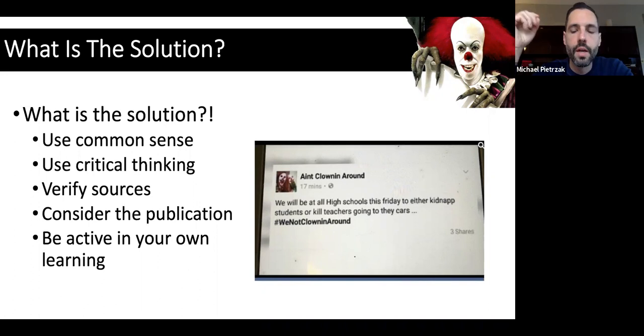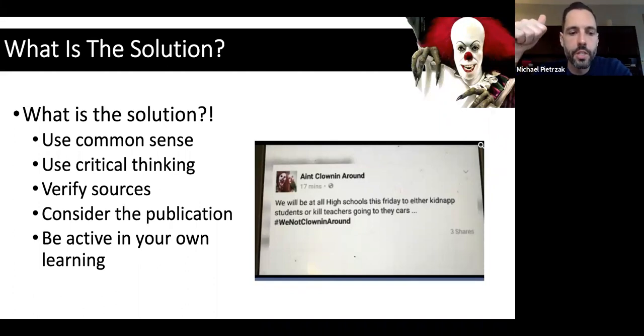So use critical thinking. Verify sources. Who is saying this? Is it someone credible, like a scientist with a PhD and 20 years of researching this topic, or is it some joker who is maybe pulling a prank on you, like all of 4chan? So verify your sources. Who is it coming from? Consider the publication. Is it Fox News? If so, it's probably got a right-leaning bias. Is it CNN? Probably has a left-leaning bias, right? And by left and right, we mean of the political spectrum. Left is usually liberal and right is usually conservative.